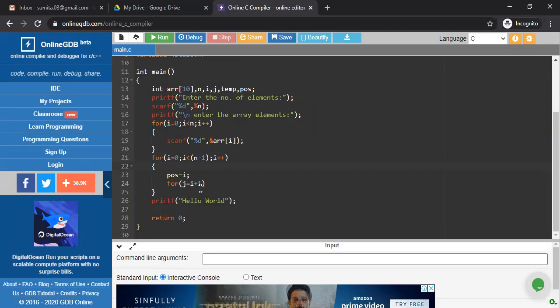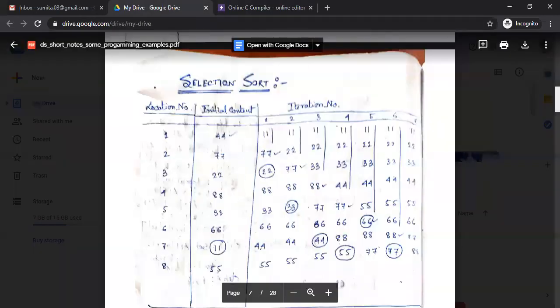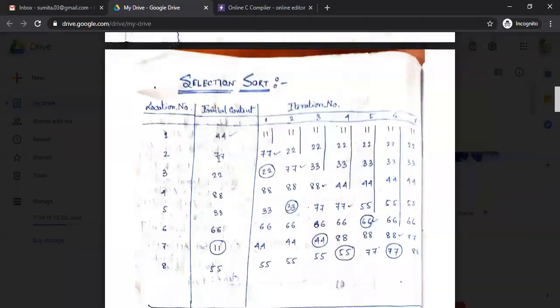So what about the remaining part? For the remaining part, we have to execute our loop from I plus 1, which means from ARR1. ARR0 is occupied by 44. Now we have to find out the smallest one. So our loop obviously starts from I plus 1. I plus 1 means ARR1, because I is already 0. In position 0, there is already 44. So we have to find out the smallest one.